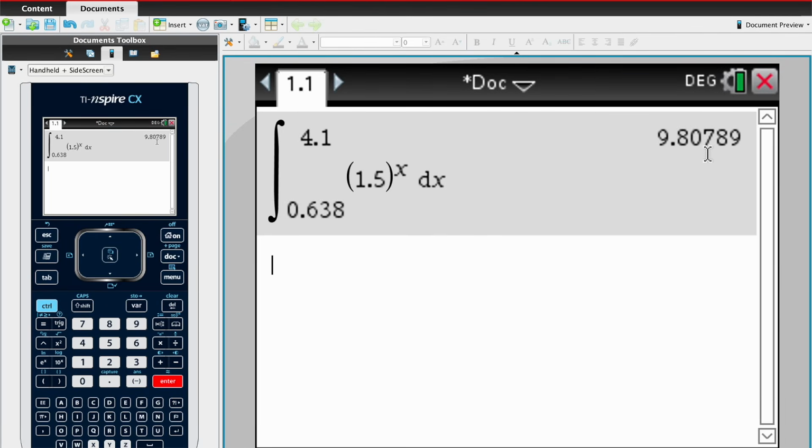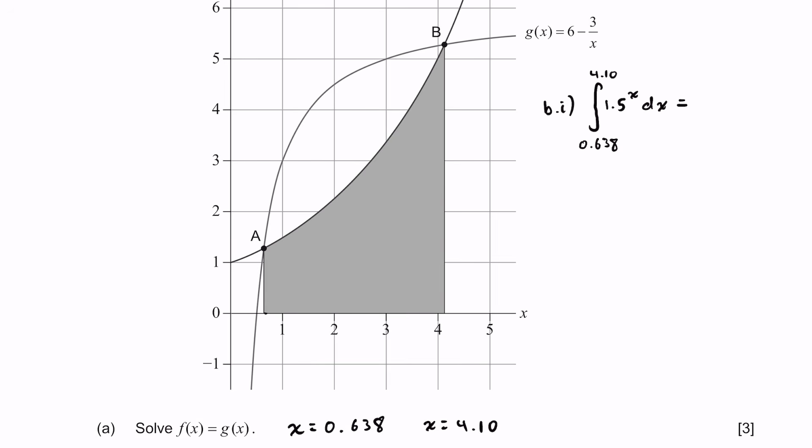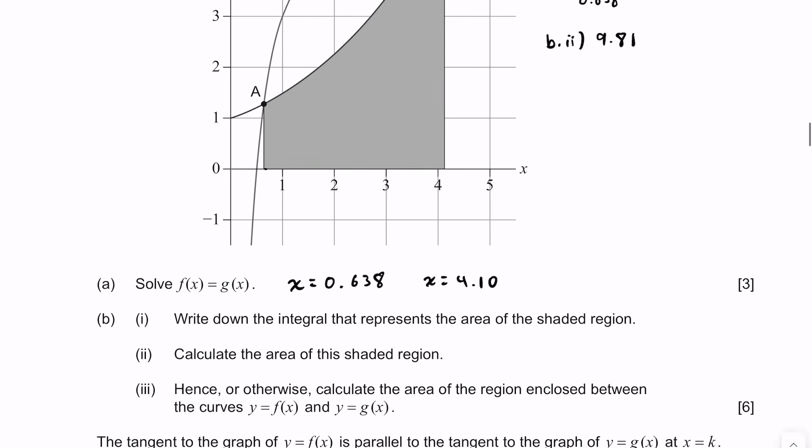So let's go back to the document and write this out. So this would be 9.81, and this is B2. If you wanted to, actually I've closed the graph, but you can also do this graphically as well. There's an integral function. Okay.